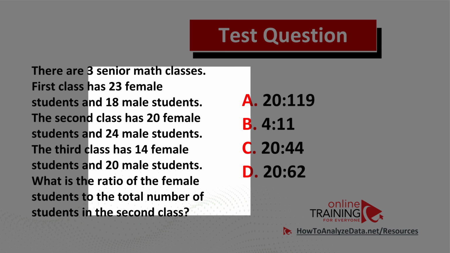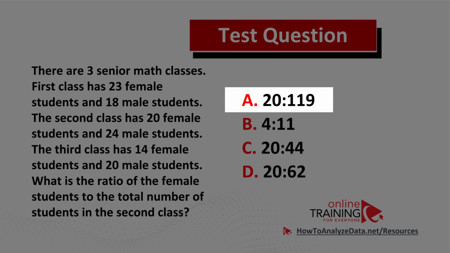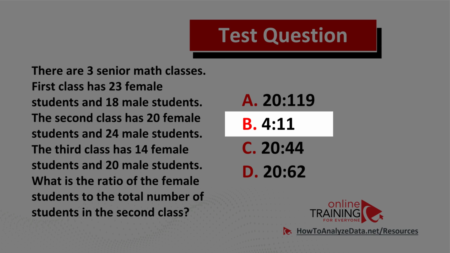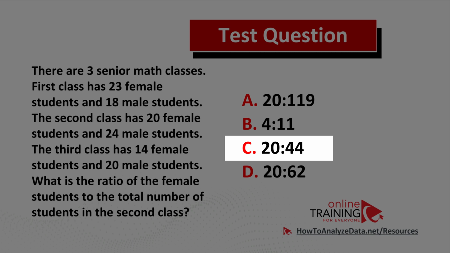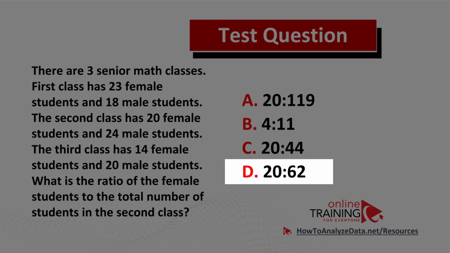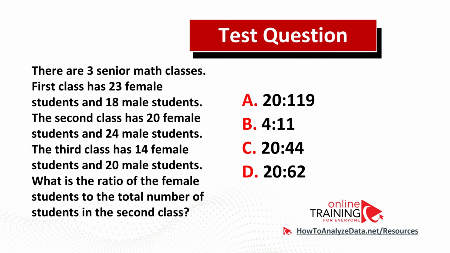And you have 4 different choices. Choice A, the ratio 20 to 119. Choice B, the ratio 4 to 11. Choice C, 20 to 44. And choice D, 20 to 62. Do you think you know the answer? Now might be a good time to pause this video to see if you can come up with the answer on your own.